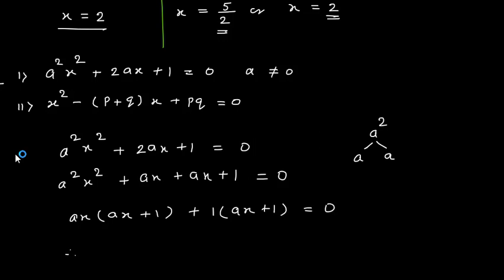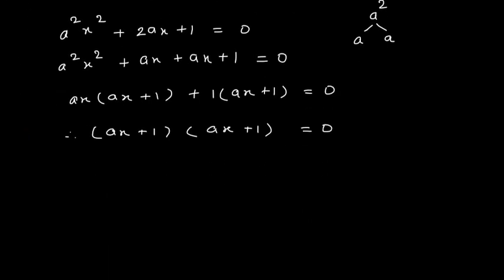So therefore you have ax plus 1 in one bracket and ax plus 1 in the other bracket. So in both the brackets you have ax plus 1 only. So therefore you can say that it is (ax plus 1) the whole square, and this is 0.